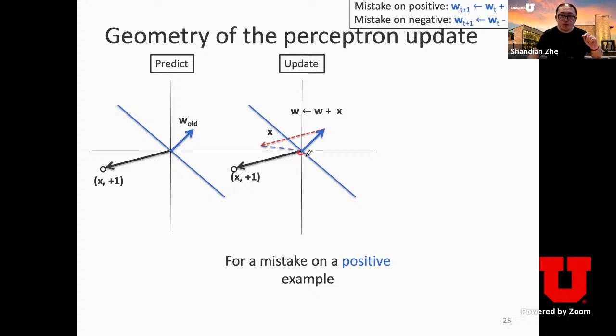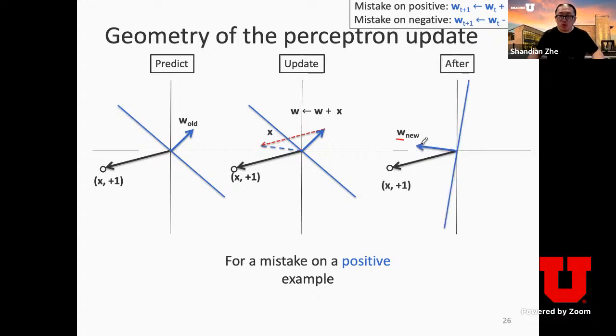Then we connect the starting point of W and the ending point of X. Then we get our addition result. This is the rule of adding two vectors in geometry. In this way, we get our new weight vector. Meanwhile, because the classification boundary is perpendicular to the weight vector, you can see that the hyperplane is adjusted according to the weight vector. So now, what is the prediction of this positive example X with W_new?